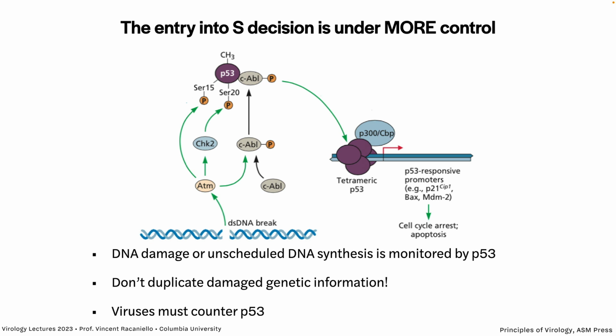The entry into S, the DNA synthesis part of the cell cycle, has one more control. So we've talked about RB control, and that is P53. P53, the protein found to bind these T antigens. P53 will detect unscheduled DNA synthesis.